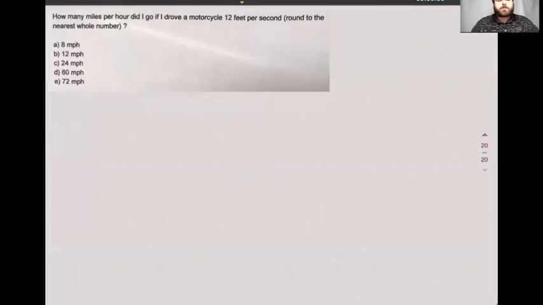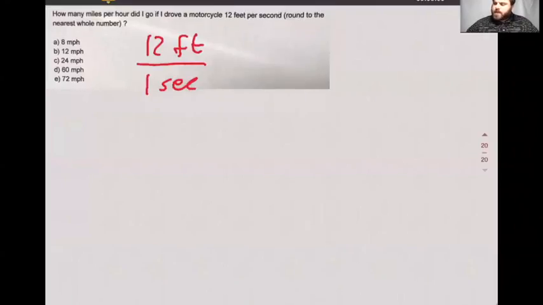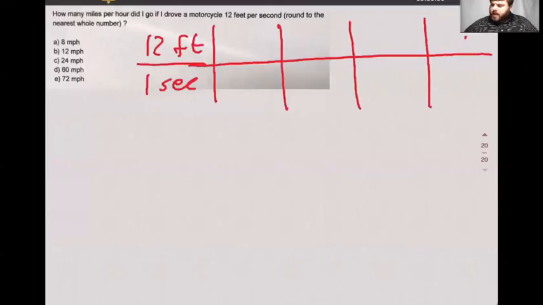All right, how many miles per hour did I go if I drove a motorcycle 12 feet per second, round to the nearest whole number? All right, so I've got 12 feet per 1 second. It doesn't say 1 second, but it kind of is implied that it's just 1 second. Now I'm going to end up in miles per hour. Okay, so I want feet to go away, so that means I need to put feet on the bottom. Now, what do I want on top? I want miles on top. So I actually do miles on top here.